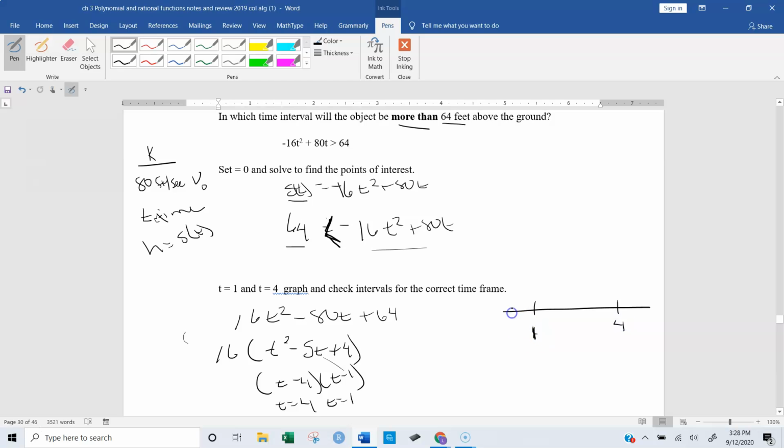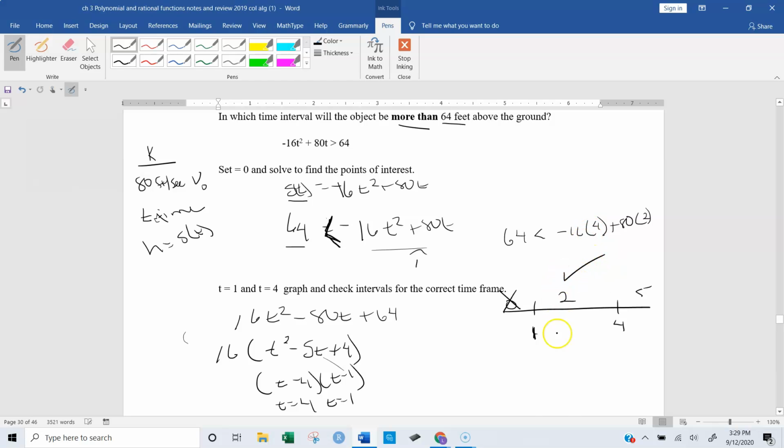Now we have to check points again. So let's do 0. How about 2 and 5? Whatever you picked. If I plug in 0 here, is this true or false? Is 0 greater than 64? The answer is no. That's bad. Let's plug in 2. So now I'm doing 64 less than negative 16 times 2 squared, which is 4, plus 80 times 2. Plug that into your calculator and you should get something greater than 64 because this is 160. This is large. So this is true.